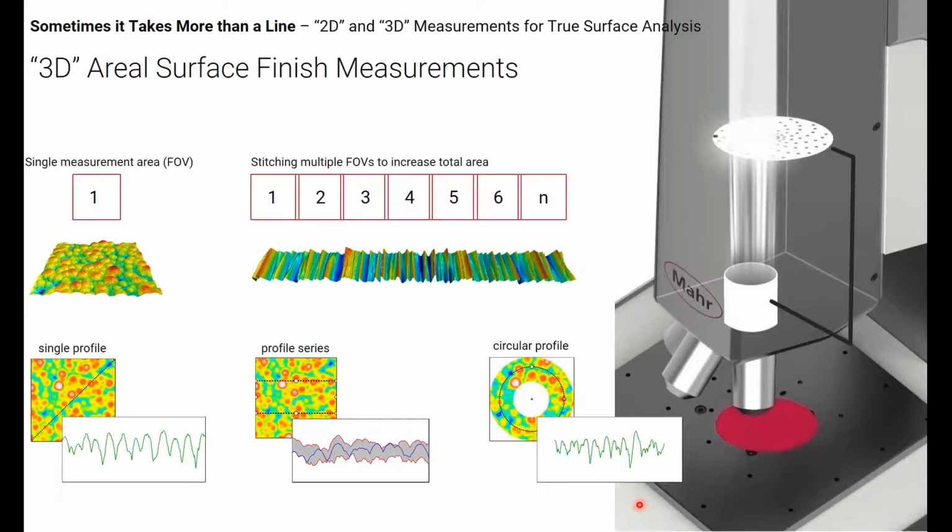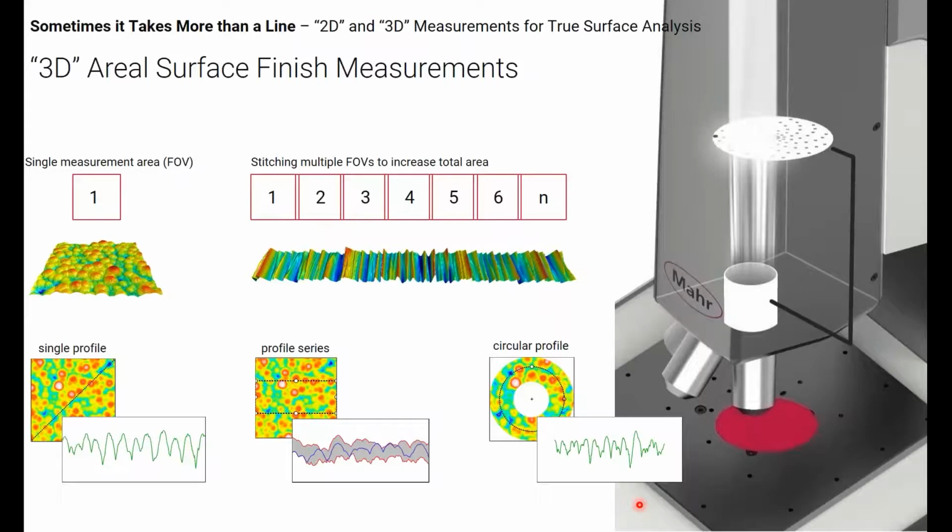However, just as ISO provides guidelines for profile measurements, ISO also provides some size guidelines for 3D measurements. They're a little more flexible, but they do provide them in cases where we need to increase our measurement area. We can do what's called stitching. We can tell the tool to automatically acquire multiple fields of view as necessary and combine those back together automatically to increase the total measurement area.